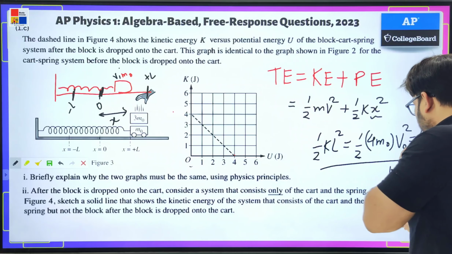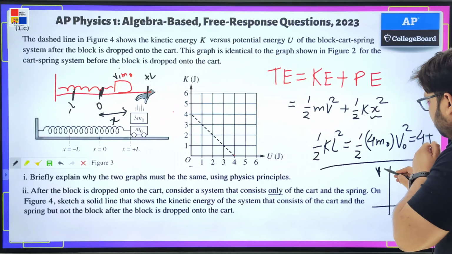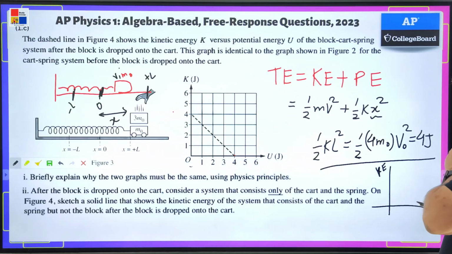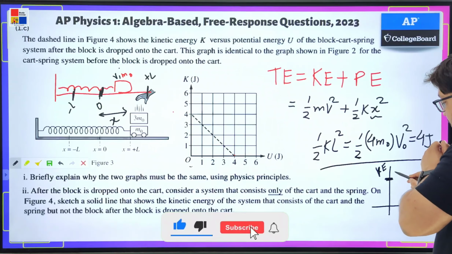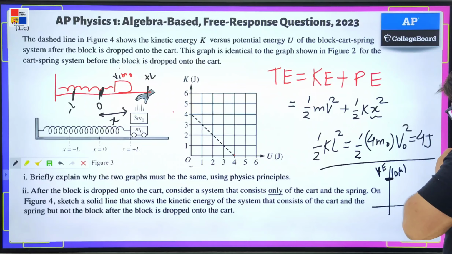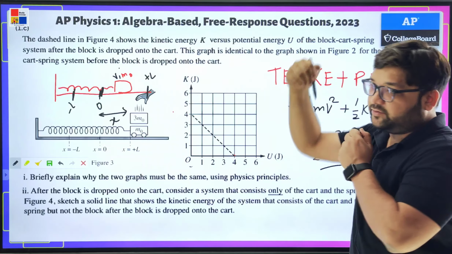The maximum energy, this is the kinetic energy, this is the potential energy. Obviously, if you make a graph, the maximum potential is 4 and kinetic 0. This point here is kinetic 4. So this is like 0 comma 4 and this is 4 comma 0. Obviously, if you connect these two points, you'll get this dotted curve here.